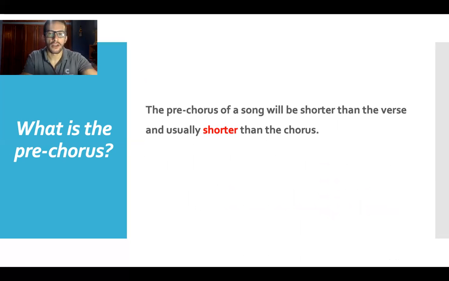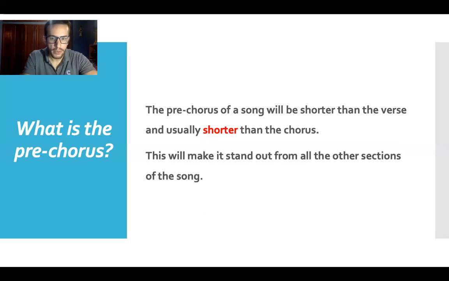Now, the pre-chorus of a song will be shorter than the verse, and it's usually shorter than the chorus, okay? It's certainly shorter than the verse, and very, very usually shorter than the chorus. This will make it stand out from all the other sections of the song, okay? Because if it has the same length, it's not going to be as effective, okay? Because it's only like an introduction to the chorus, so it cannot be that long.